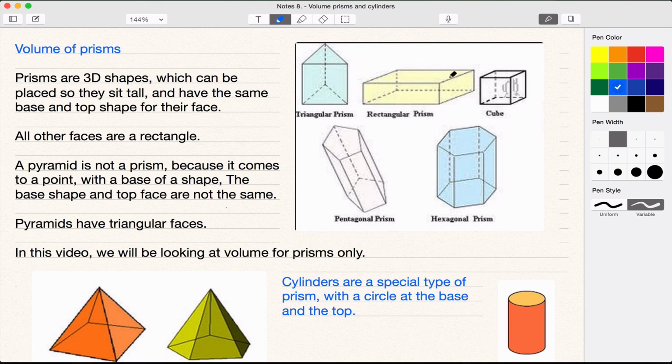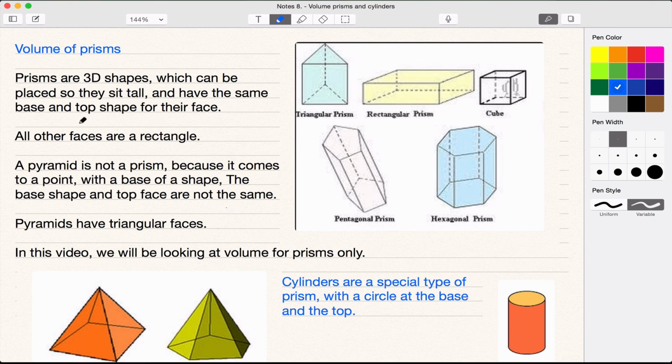This one here is a rectangular prism, and the base would be a rectangle, and the top is a rectangle as well, so that's a prism as well. All of these here are prisms. A cube is a type of prism with a square at the base and a square at the top. A pentagonal prism with a 5-sided pentagon on the base has the same pentagon on the top, and hexagonal with a 6-sided hexagon and a 6-sided hexagon on the top.